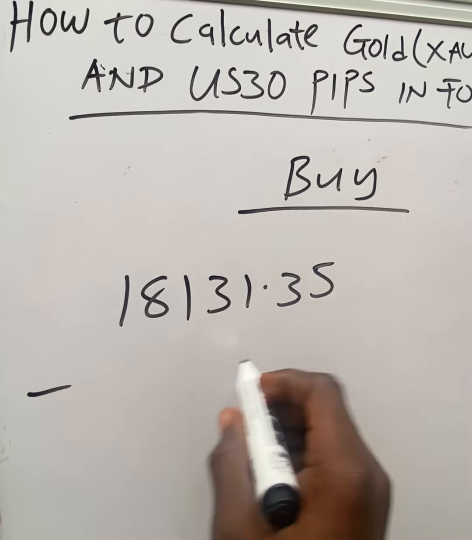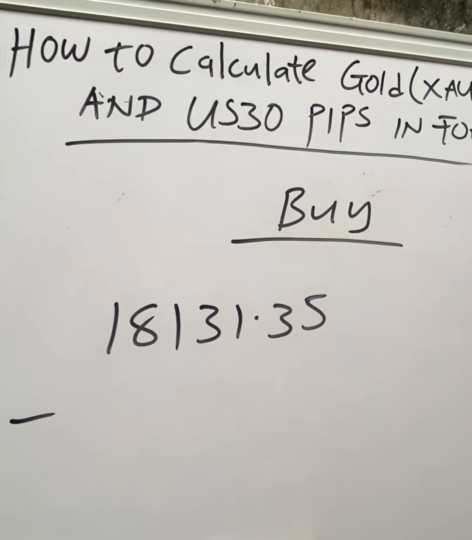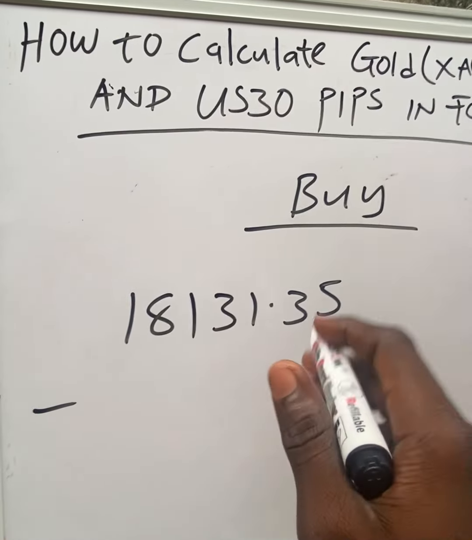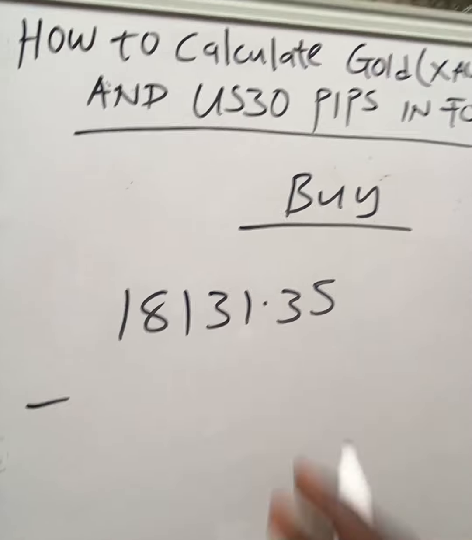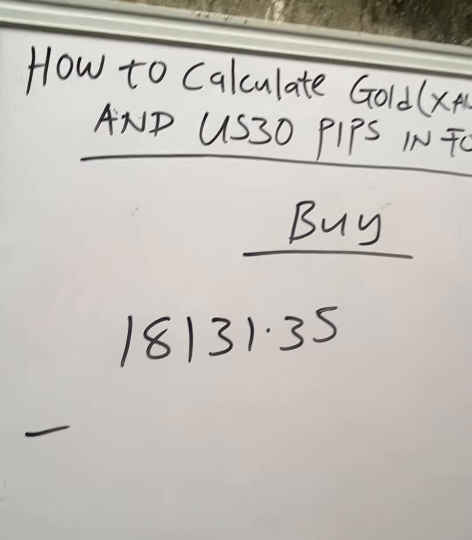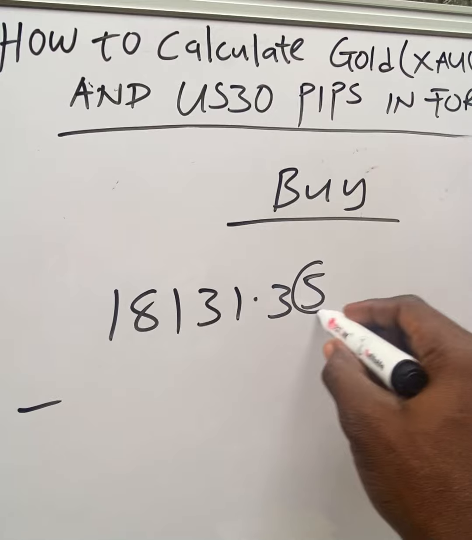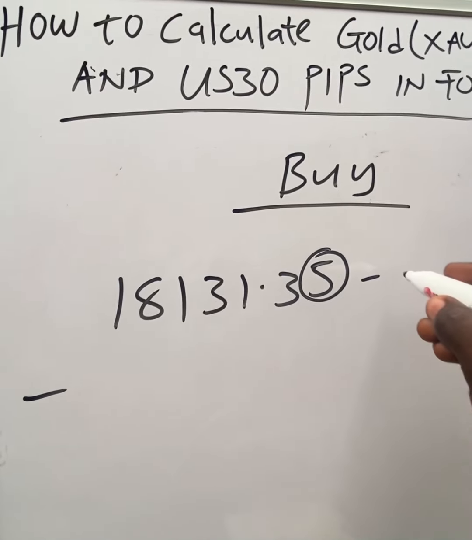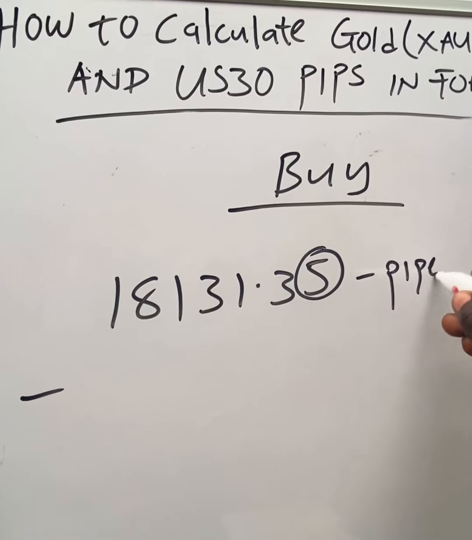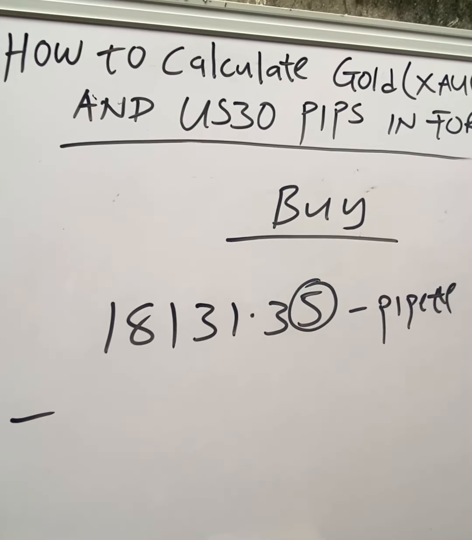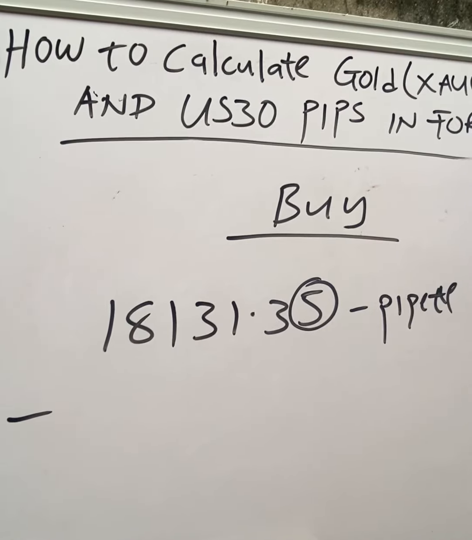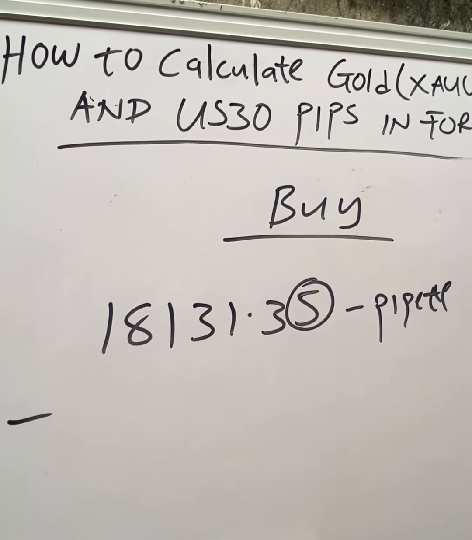So we have two numbers after the decimal point. For TradingView, we have three numbers, but for MT5 or MT4, we have two numbers. So since we have two numbers, we take only the last one as the pipette. There should be one number after the decimal point. That's the most important thing. You must have one number after the decimal point for gold. That one number after the decimal point is a pip, not a pipette, but the other numbers are pipettes.